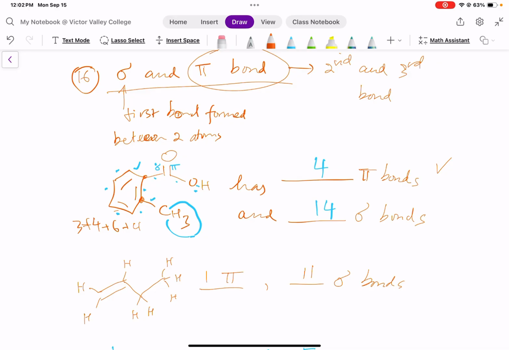Sigma bond. So 3, 6. Yep, and don't forget the hydrogen here. So that's 1, 2, 3, 4, 10, 11, 12, 13, 14 plus 3. That should be 17.